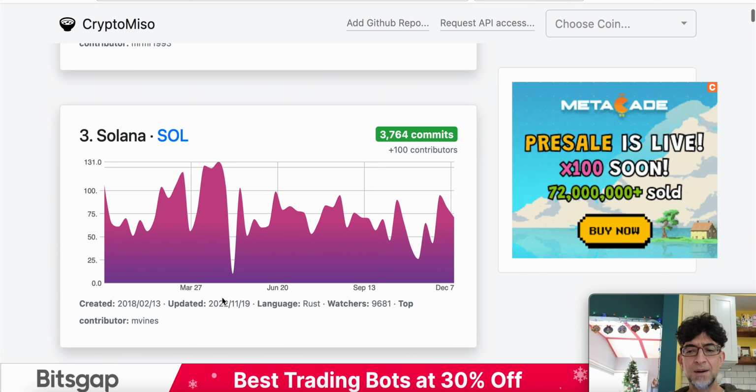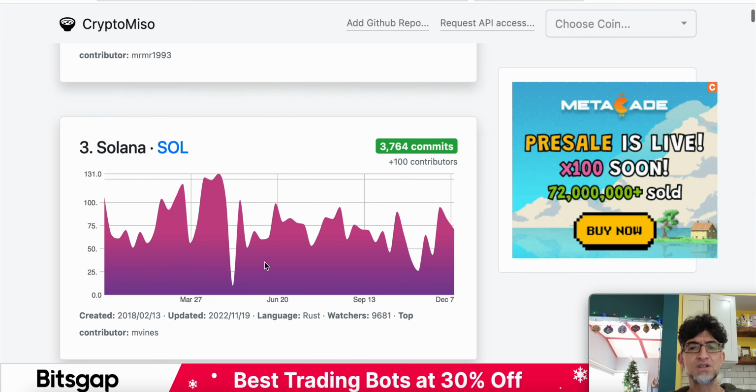Because I'm speaking to you near the end of the year, this data is a little stale. But it's still showing that Solana is a top 3 chain in terms of developers. That's really important. Actually, I should say commits. But this is very, very important. So always look at Crypto-Miso.